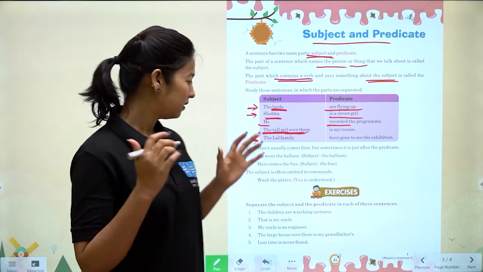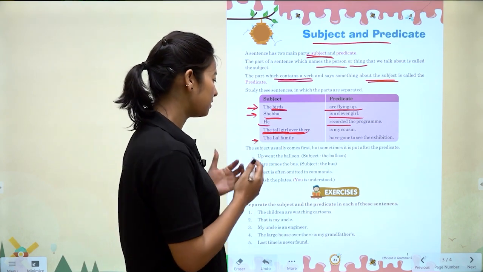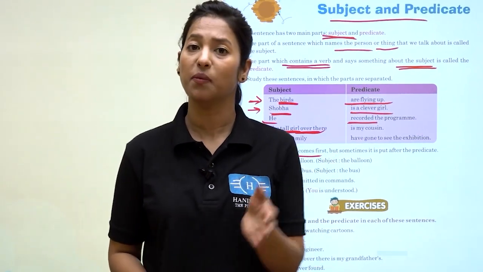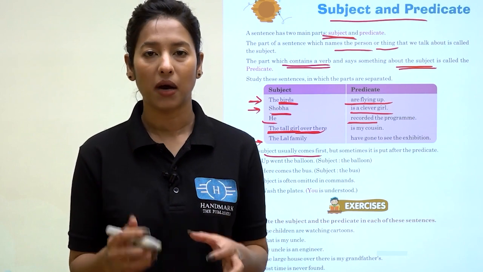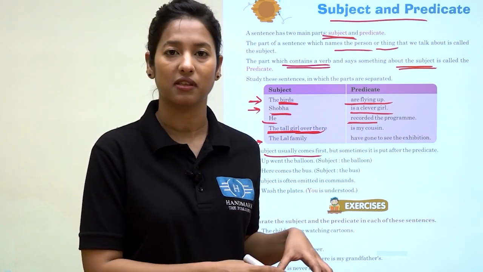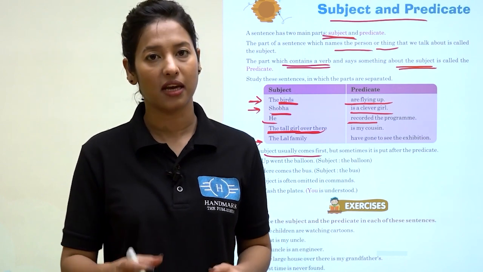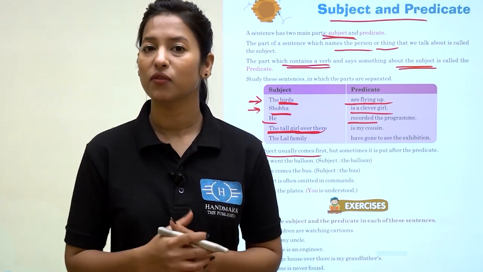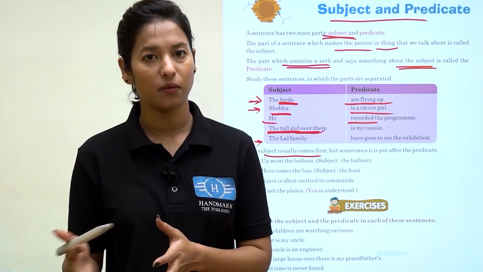Now children, there is one thing to keep in mind. Usually the subject comes before the predicate, but in some sentences the predicate comes before the subject. It means the subject can come after the predicate. Now, in what kind of sentences do we use the subject after the predicate?